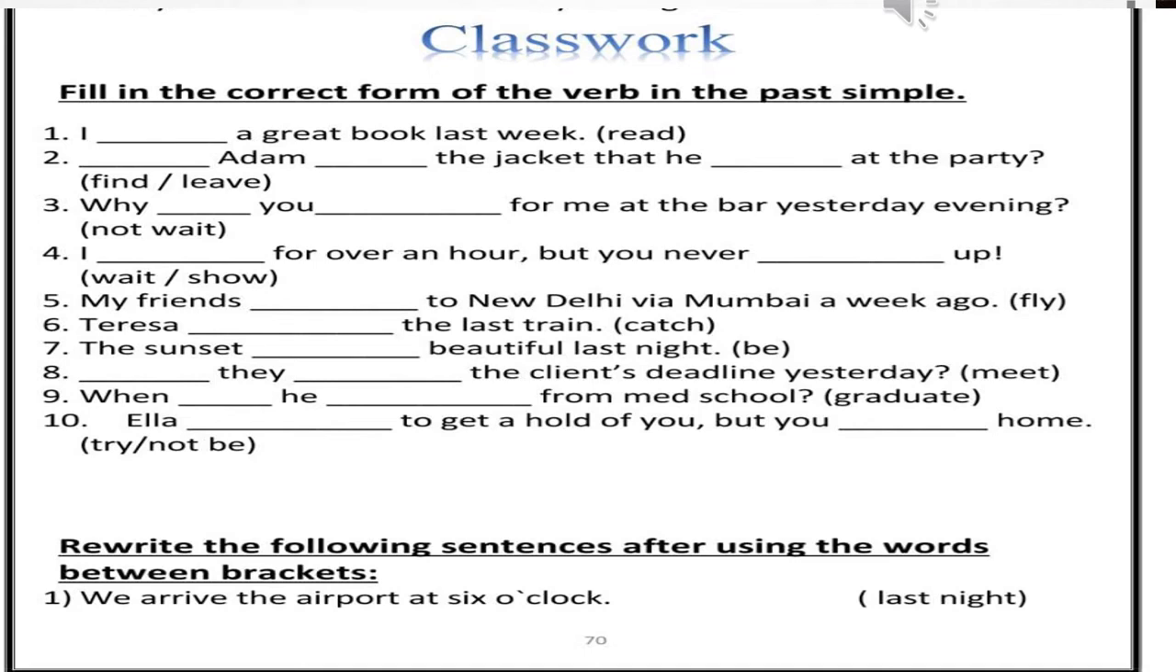Number four. I dot for over an hour, but you never dot up. It's gonna be, I waited for you an hour, but you never showed up. Number five. My friends dot to New Delhi via Mumbai a week ago. So my friend flew to New Delhi via Mumbai a week ago. Number six. Teresa dot the last train. So Teresa caught the last train. Number seven. The sunset dot beautiful last night. The sunset was beautiful last night.